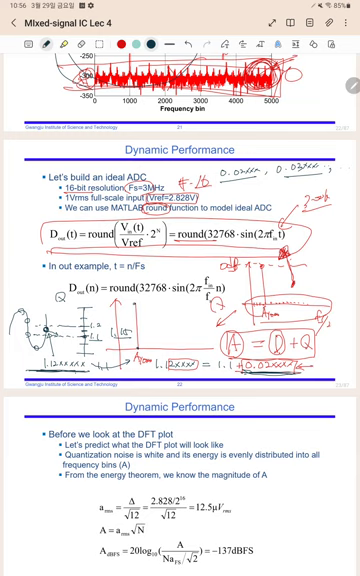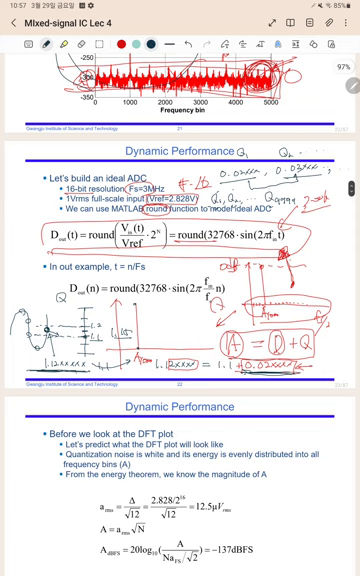Let's say this is quantization noise 1 and this is quantization noise 2 and so on. We are going to take 10,000 samples, so we have Q1 and Q2 until Q9999. But we don't need to know the value of each quantization noise. The only thing we need to know is the RMS value of this quantization noise, okay?